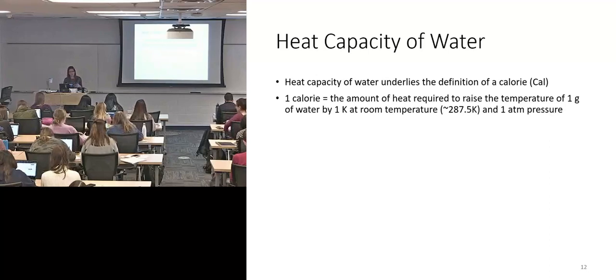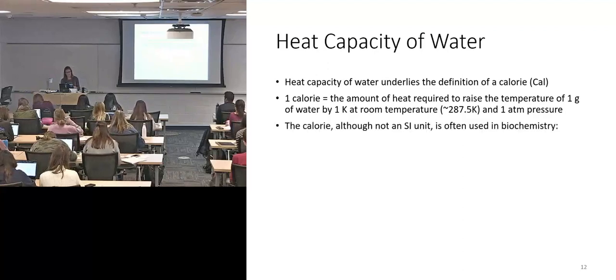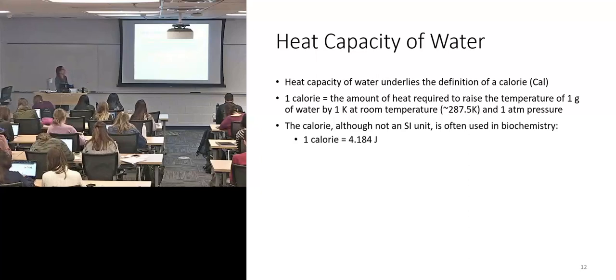So the definition of a calorie: the amount of heat required to raise the temperature of 1 gram of water by 1 degree Kelvin at room temp and at 1 atmosphere. The calorie, although not an SI unit, is often found in biochem, so you may see it more frequently in biochemistry. So like I said, be comfortable seeing it, and occasionally if I just point you to other practice problems that I didn't write, you may have to use this conversion here. 1 calorie is 4.184 joules.